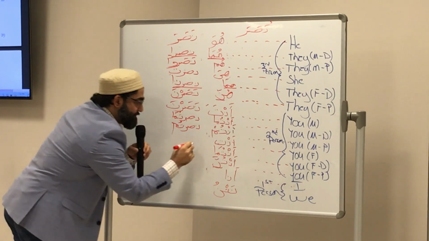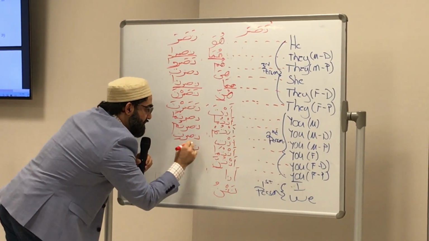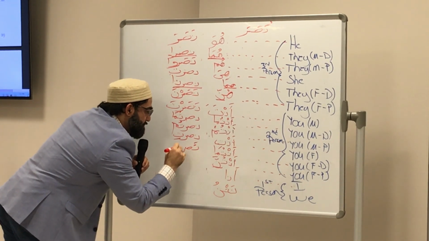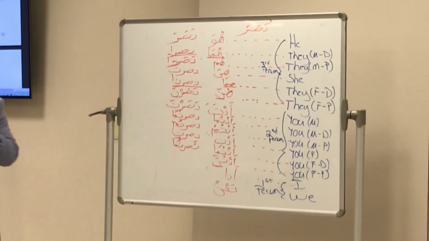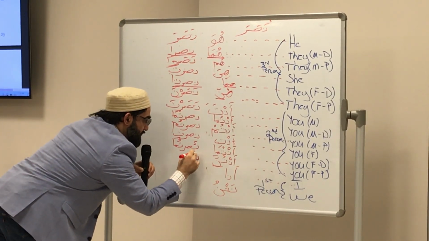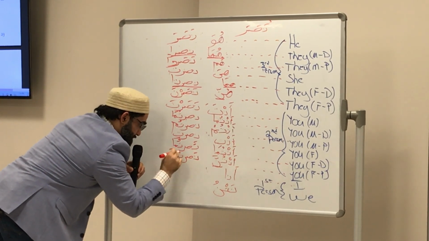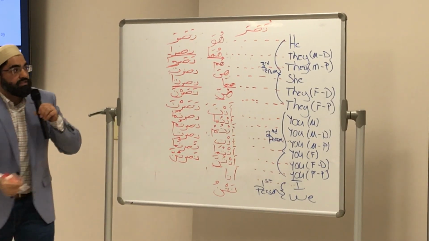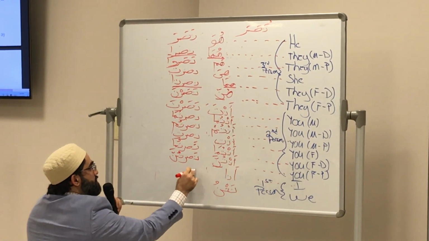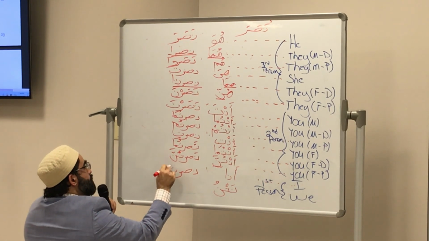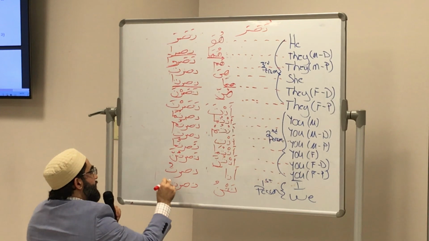What do I say? Nasarti. Nasartuma. And what about multiple women? Nasartunna. That's why I don't want you to write this down. Do not write this down. Bird's eye view. Alright? See? Different for every single one. Right? Ana, I helped. Nasartu. We helped. Nahnu. Nasarna.